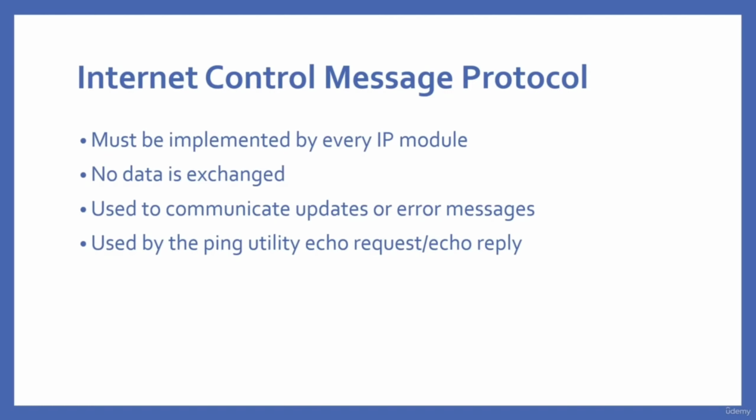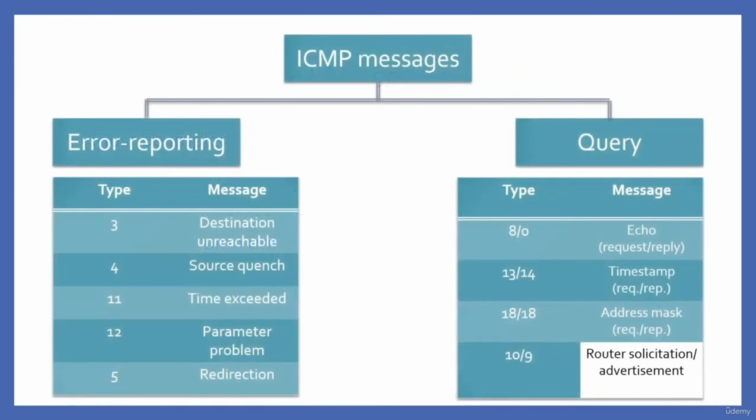With ICMP, there is no data exchange, it's simply error reporting, and it's also used by the utility ping for echo request, echo reply messages. As we see here in this graphic, we can split the ICMP messages into two categories, error reporting and queries. For error reporting, you could have things such as destination unreachable, source quench, or time exceeded. For the query, you would see echo request reply, timestamp, or address mask.